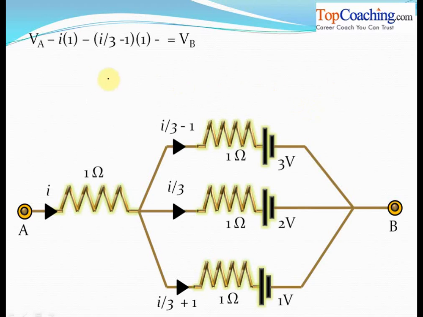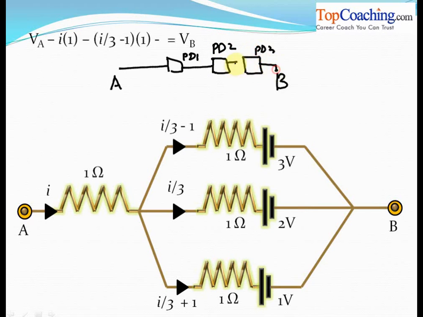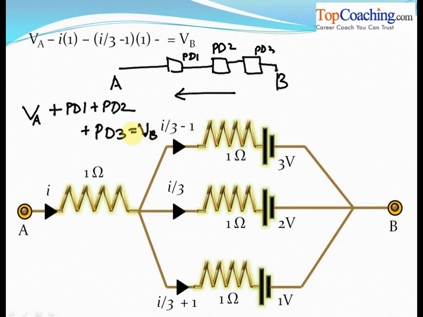Similarly, if you have this point A and this point B, and again, if you have PD1, the potential drop across the first element, PD2 and PD3, and if your current is flowing like this from B to A, in that case you can write VA plus PD1 plus PD2 plus PD3 equal to VB. So in this case, this would be our expression of the modified Kirchhoff's law.